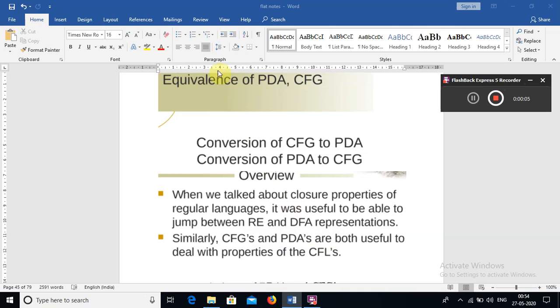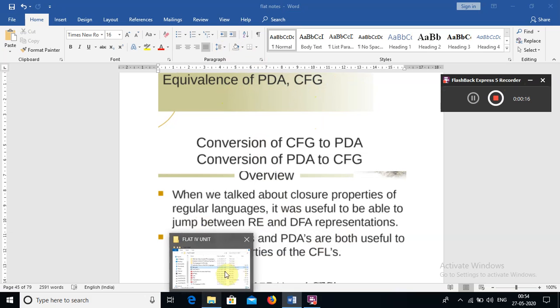Hi everyone, the next topic is equivalence of PDA and CFG. So why do we need the equivalence of PDA and CFG? We already know FA and RE.